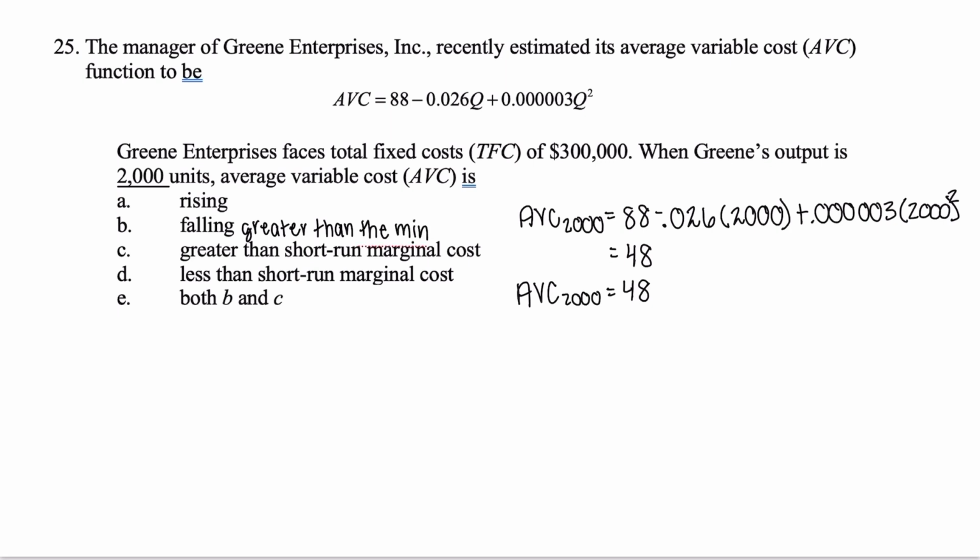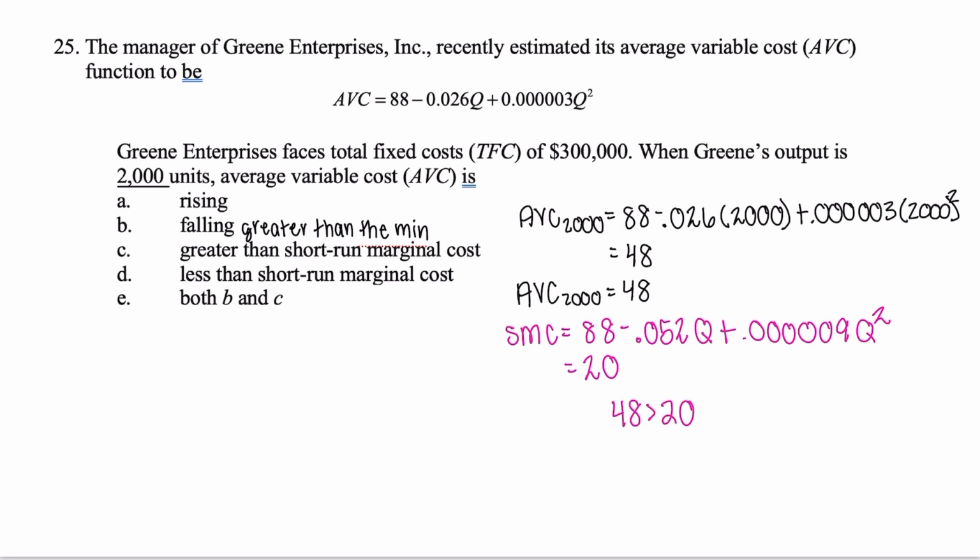And then we have to decide if it's greater than our short run marginal cost or less than our short run marginal cost. So if we find our short run marginal cost, we're going to have 88 minus 0.052 Q plus 0.000009 Q squared. And again, we're going to plug in our 2,000 units for that. And when we do that, we get 20. So 48 is greater than 20, which means C is true. So our answer is both B and C.